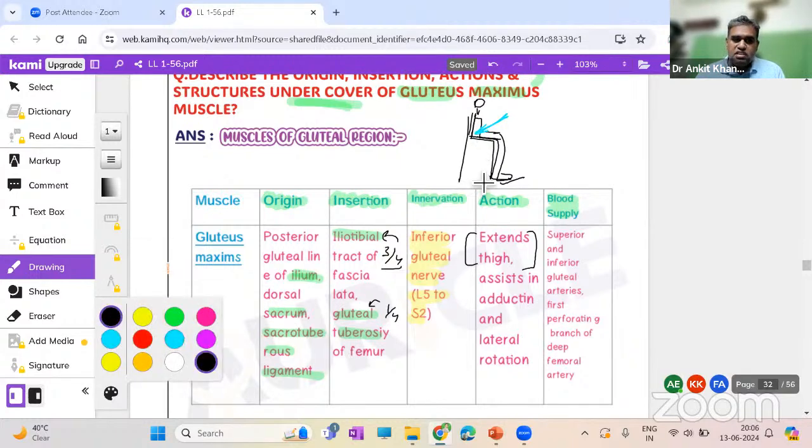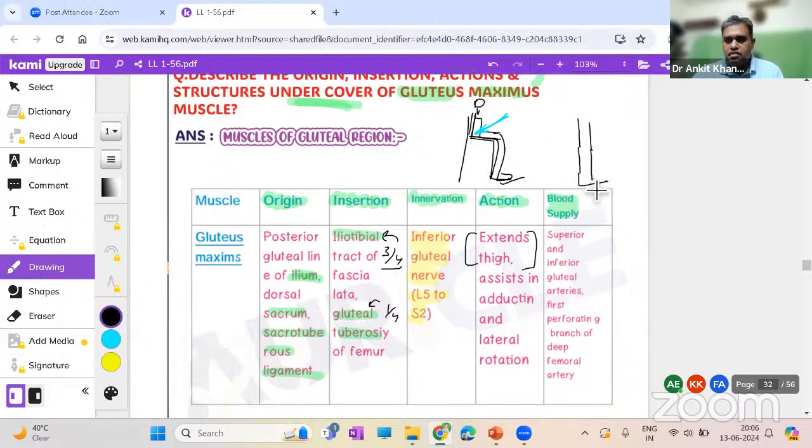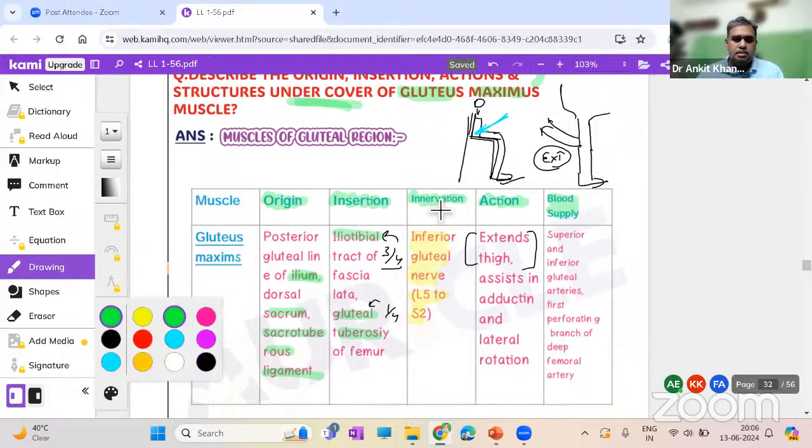So what is the action of the gluteus maximus? Suppose this is the whole lower limb, and you are seeing it sideways. The movement of the whole lower limb posteriorly, backwards, is the extension of the hip joint or extension of the thigh. That is done by the gluteus maximus muscle, and you can imagine that this muscle makes up the majority of the bulk of the buttock over here.